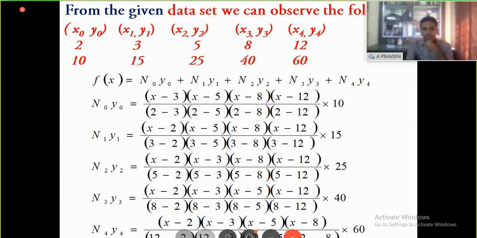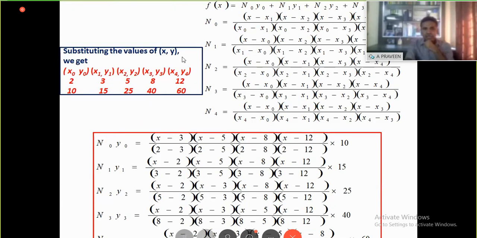Now, you are asked for a value: what is it at x equal to 4? To get it, you can directly substitute x equal to 4 into this polynomial, as shown in the next slide. So what we need to get is x equal to 4. This is the general polynomial, and I'm substituting x equal to 4 into it.